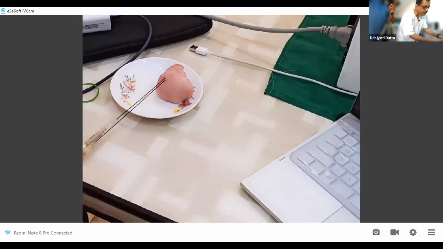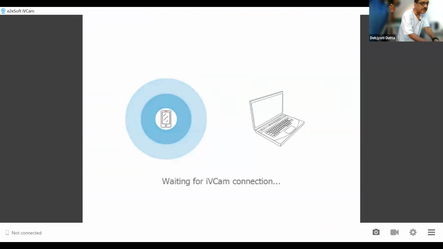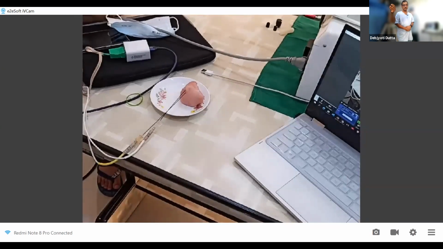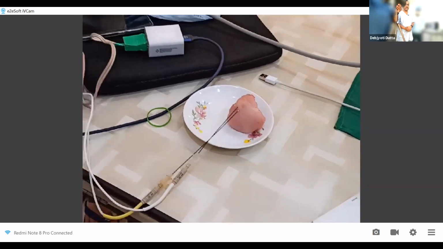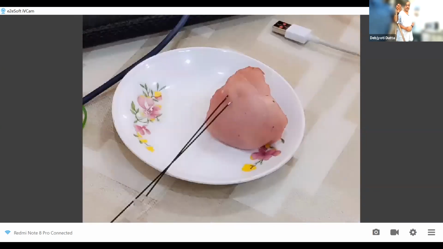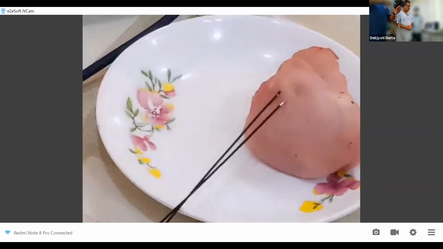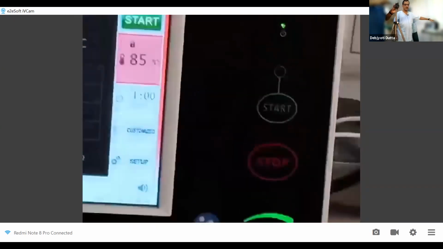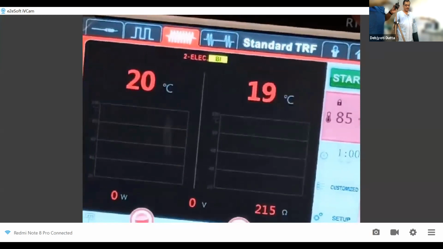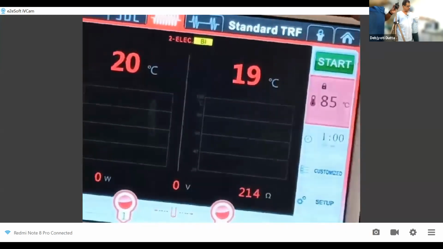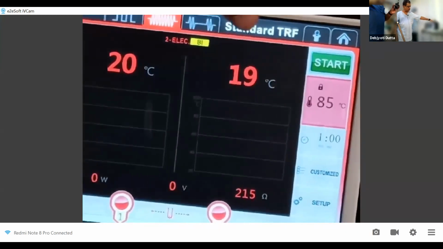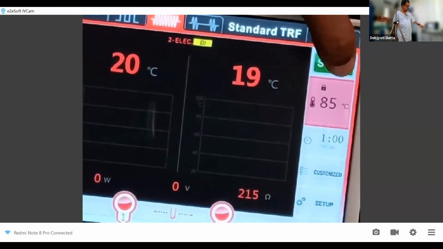Okay, so now the 2 electrodes are placed side by side, and now we are starting it. So this is a piece of chicken with 2 electrodes, and you can see here also in the machine that we are starting it. So 85 degree temperature, and you can see the 2 electrodes are there. So now we are starting it.